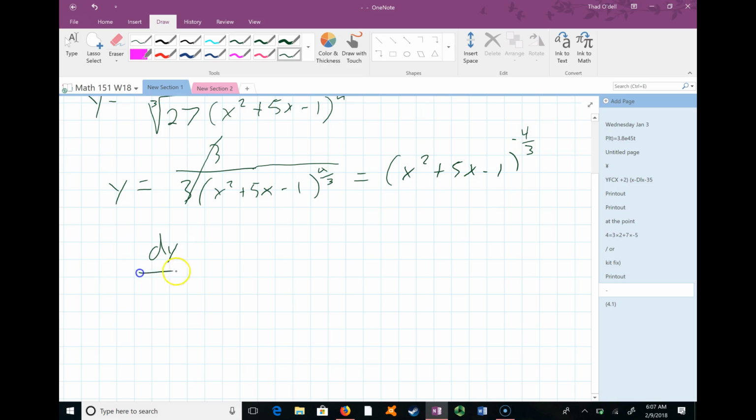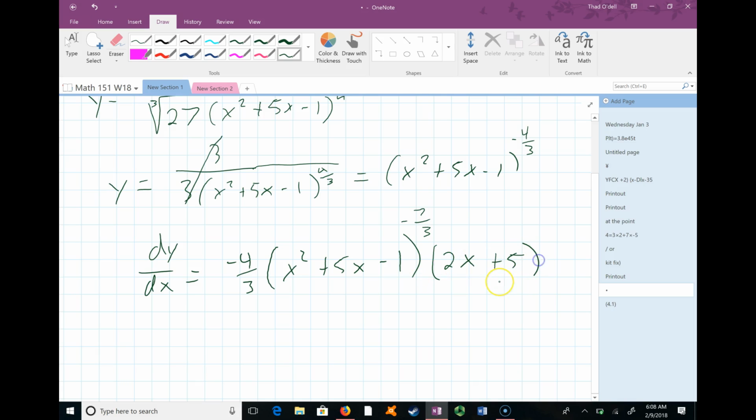So dy/dx would be negative 4/3 times x squared plus 5x minus 1. We drop the power by 1, that'd be negative 7/3. And so that was the derivative of the outside layer. Again, the outside is just something to the negative 4/3 power, so we've done that. Now we have to multiply by the derivative of the inside. And so the derivative of the inside would just be 2x plus 5.